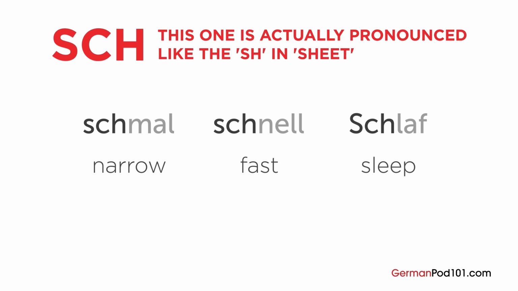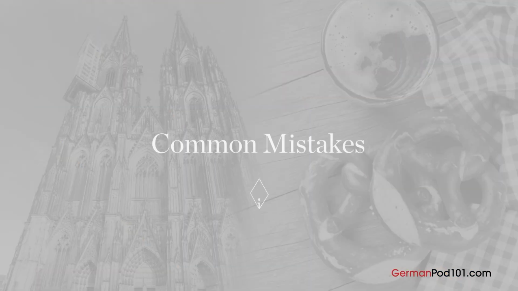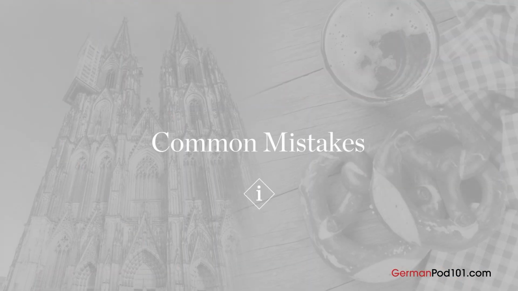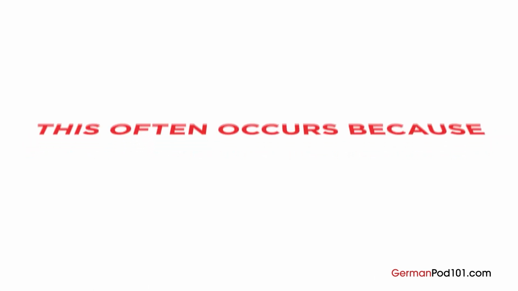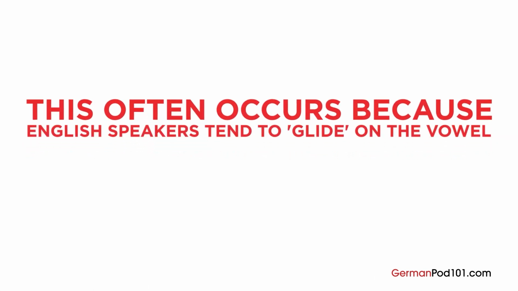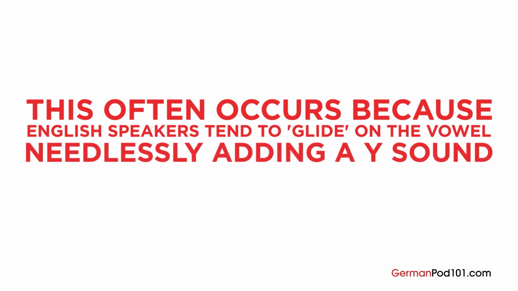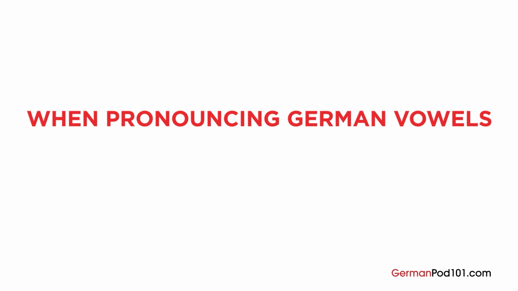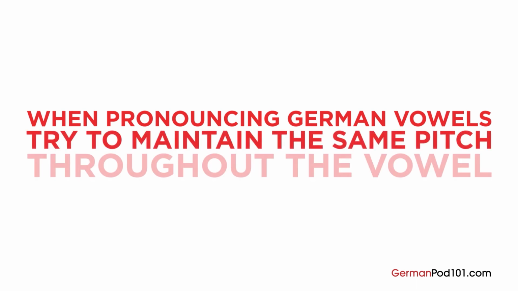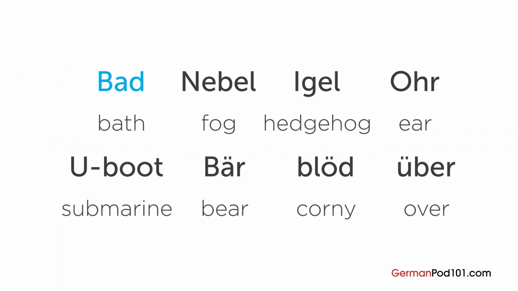Now that you have gained a better understanding of German sounds, let's take a closer look at some common mistakes and how to fix them. We mentioned before that English speakers do not maintain the pitch of the vowel throughout. This often occurs because English speakers tend to glide on the vowel, needlessly adding a Y sound as they prolong the vowel. When pronouncing German vowels, try to maintain the same pitch throughout the vowel. Bad, Nebel, Igel, Ohr, U-Boot.